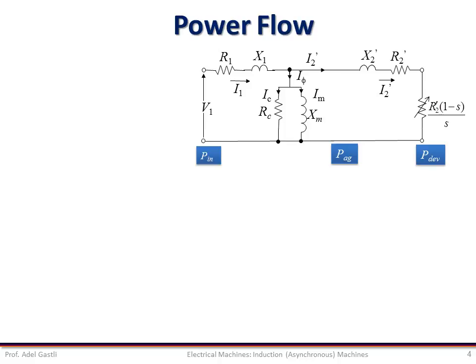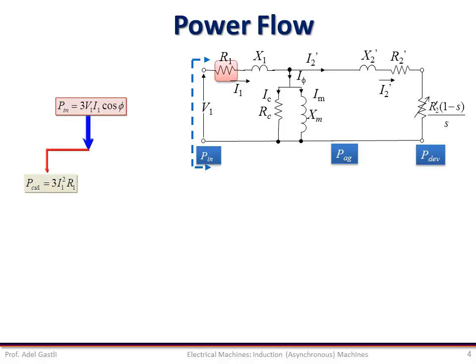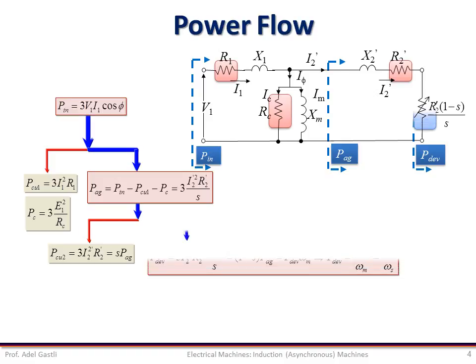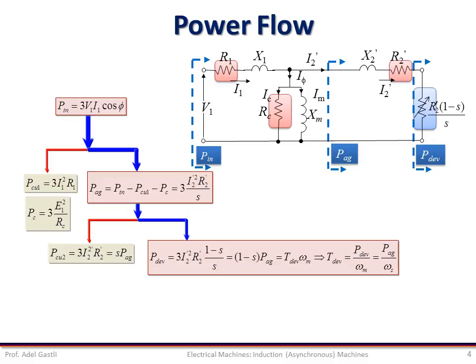Using the equivalent circuit, we can find the expressions of the power flow inside the induction motor as follows. The input power, the three-phase power, is Pin, and is given by this equation. The stator copper losses are given by this equation. The core loss is determined by this equation. The air gap power is determined as shown by this equation. The rotor copper losses are determined by this equation. The developed power is determined using this equation. Then finally, the output power can be determined using these equations.